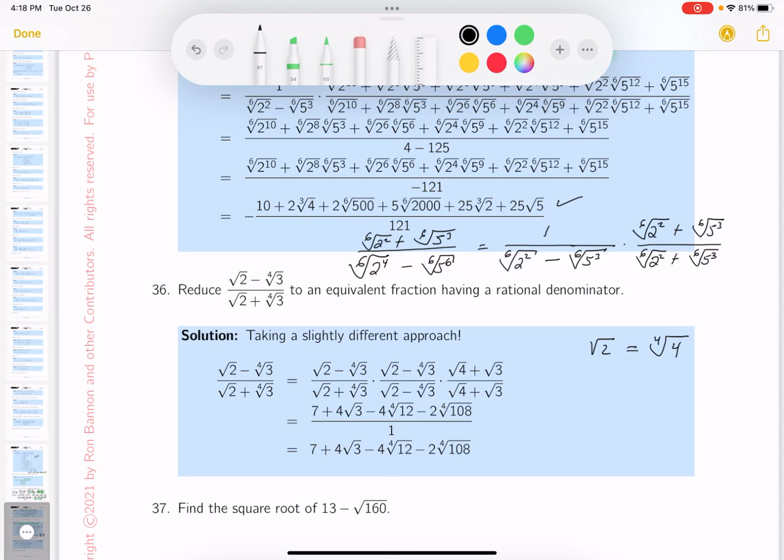I'm going to write that down for you. Root 2 minus the fourth root. Oh, you know what? I'm going to write this one as that same thing. I'm sorry about that. So I'd write it as the fourth root of 4 minus the fourth root of 3. And on bottom, you're going to get the fourth root of 4 minus the fourth root of 3. I'm sorry, plus. I keep doing that.